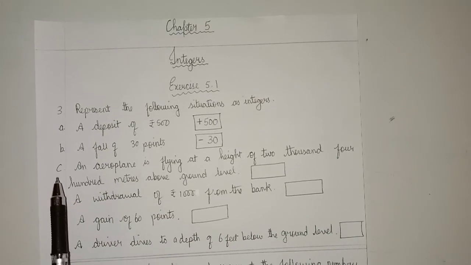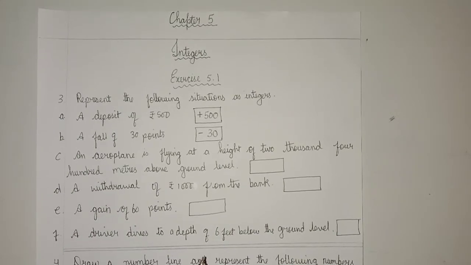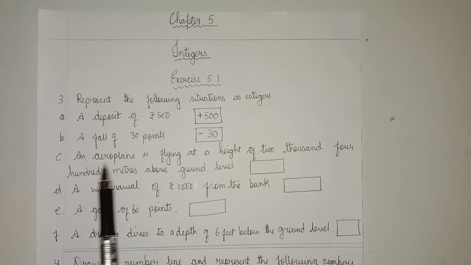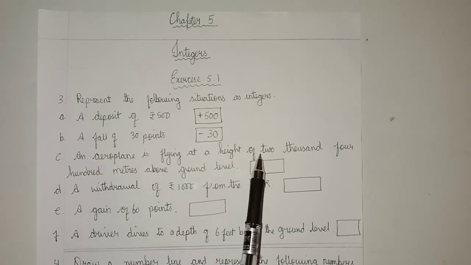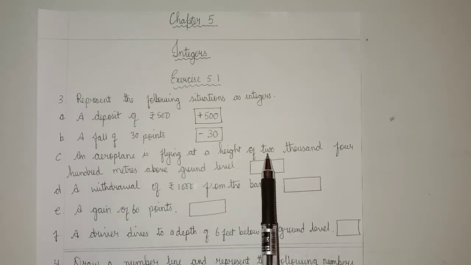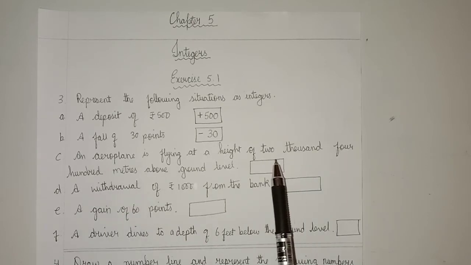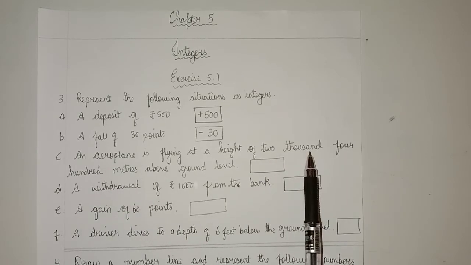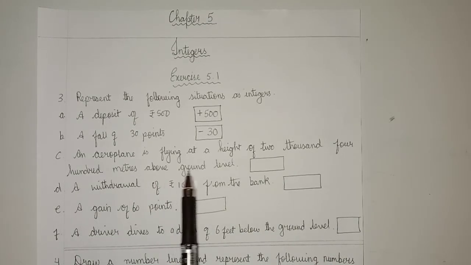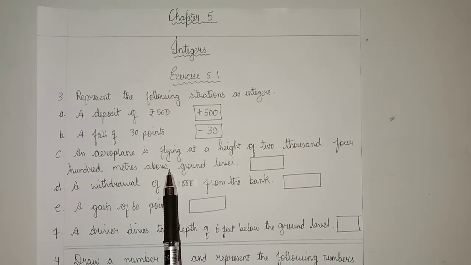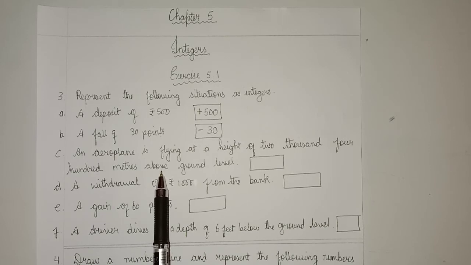And then the rest, number C, please read this question properly. Number D, number E, number F. Now let's read. I will not tell you what to put. You have to think by yourself. An aeroplane is flying at a height of 2400 meter above ground level. See, the word above is there. From this word above, you think whether to put plus or minus.